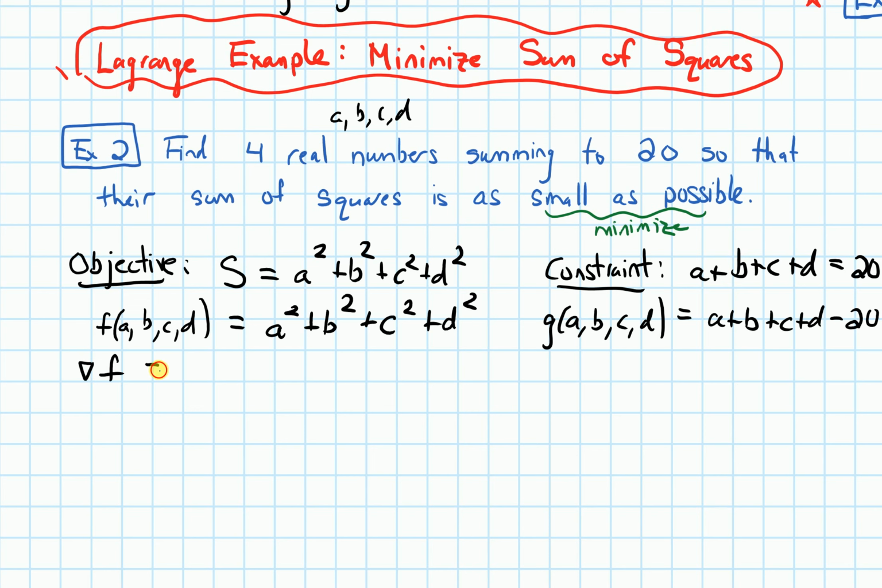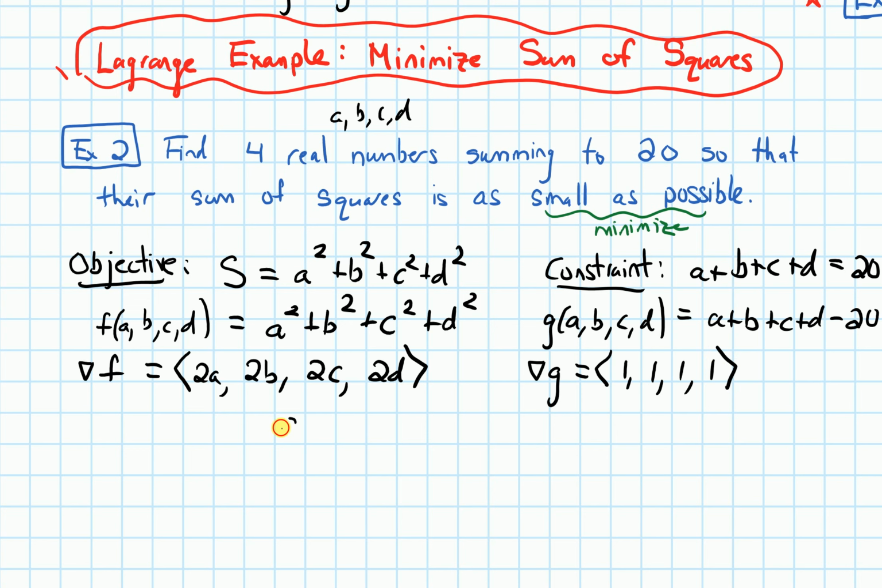So the gradient of f: first let's take the partial with respect to a, that's 2a, and the partial with respect to b, that's 2b. Similarly, the next one would be 2c, and then the next one would be 2d. So we actually have a vector function with 4 entries here. That's okay, we can handle this. And then the gradient of g next. The partials with respect to a, b, c, and d are all going to be the same here. They're all going to be 1.